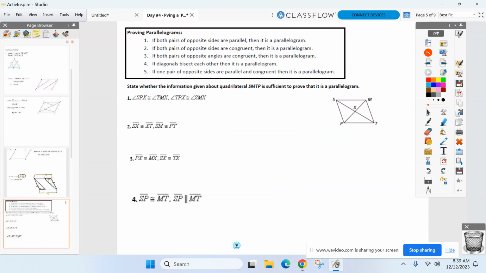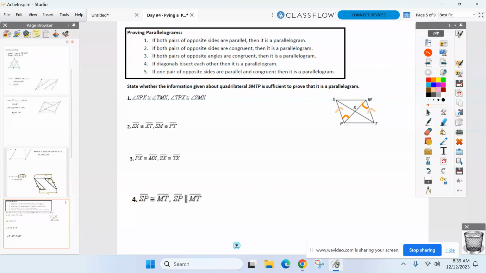So first scenario, SPX congruent to TMX. Let's see what that looks like. SPX, TMX. Everybody stop. Don't go to the other pair yet. What type of angles have you just marked congruent? Alternate interior, right? So there should be an extra set of markings you can put on your diagram right now. Those are alternate interior. That means I can put these markings on my diagram as well. And hopefully you're putting on arrows on SP and MT to show they're parallel.